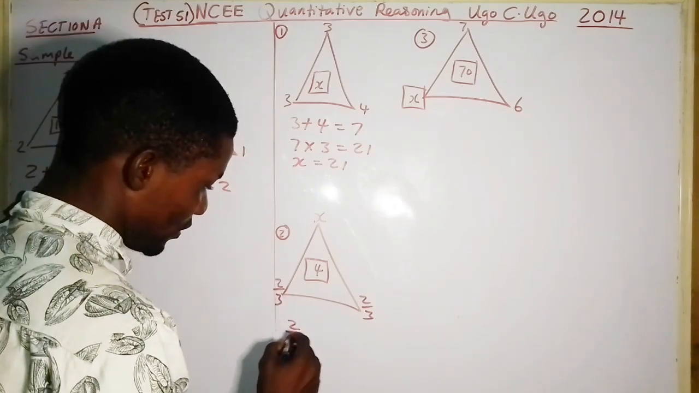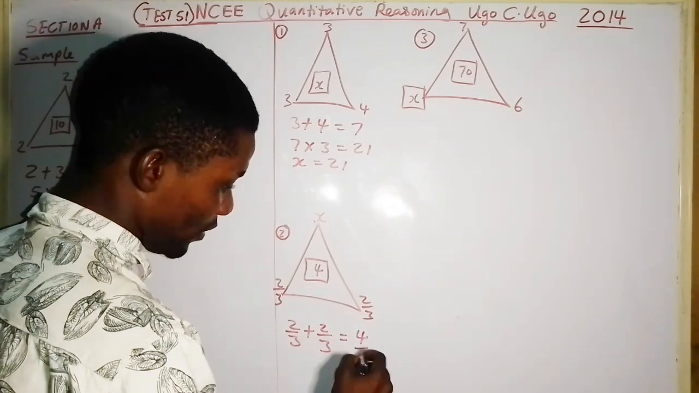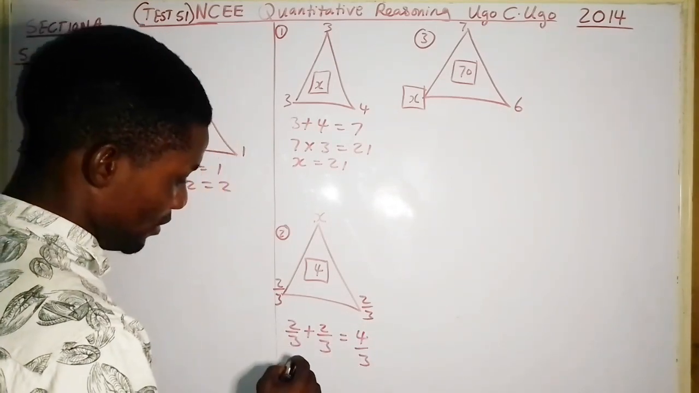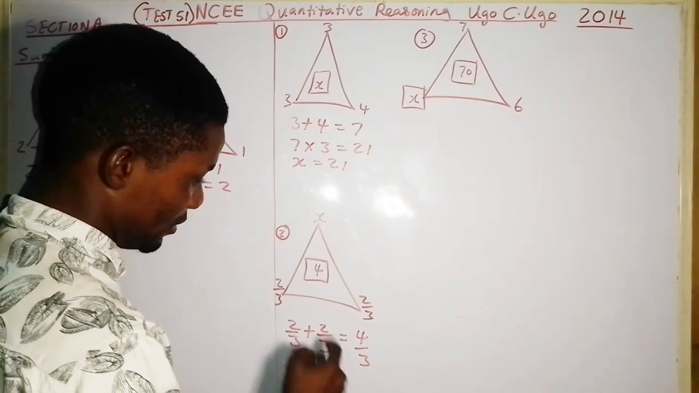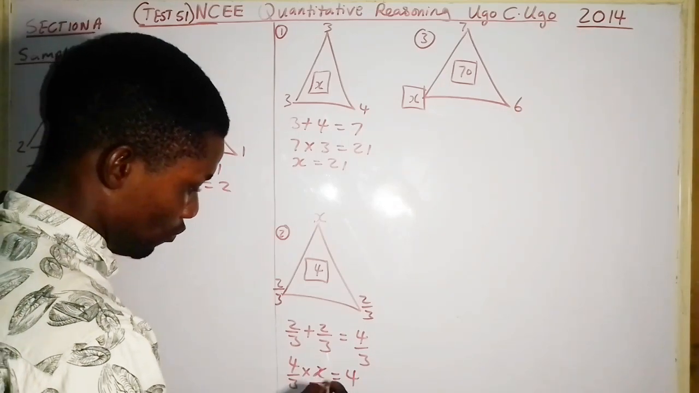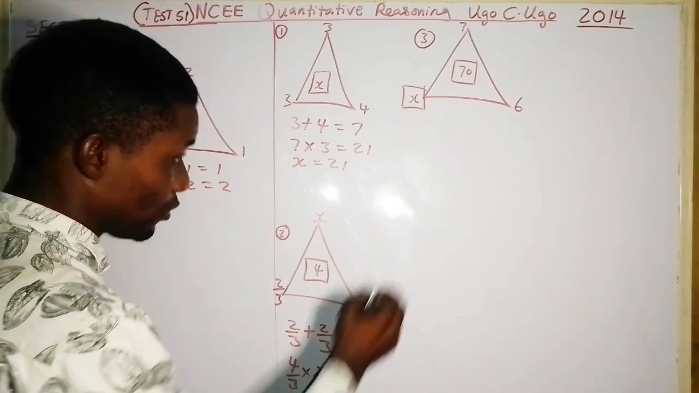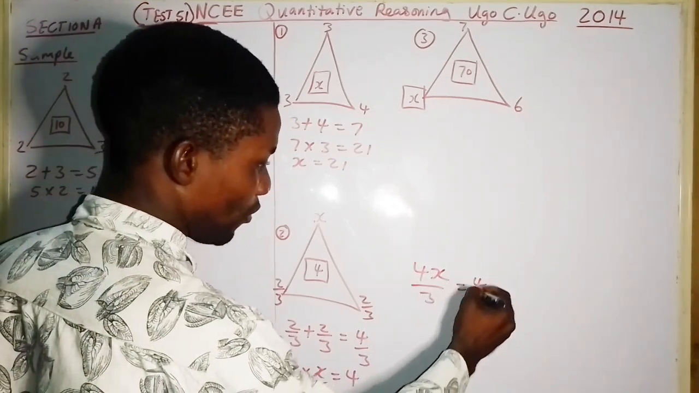We have 2 over 3 plus 2 over 3, and that's going to give us 4 over 3. So we say 4 over 3 times x, here is the x we don't know, equals to what? To 4. So we multiply this. 4 times x will give us what? 4x over 3 equals to 4 over 1.